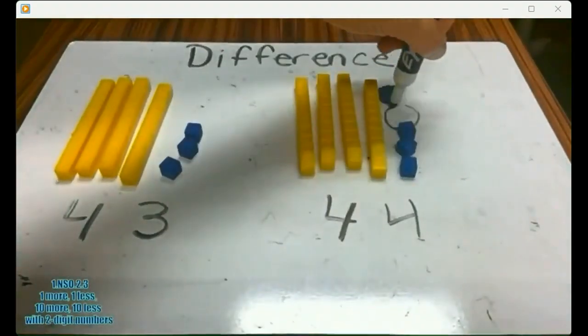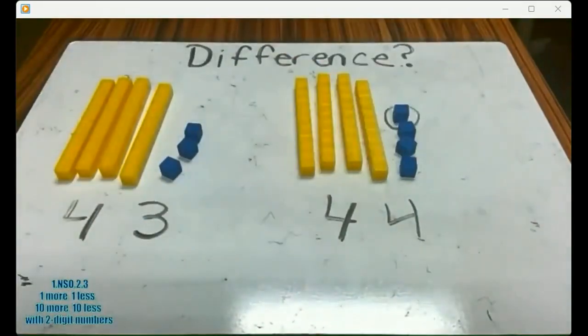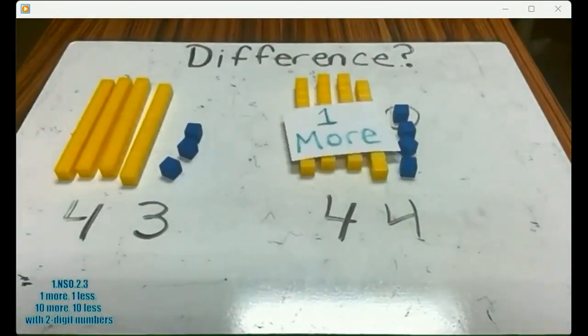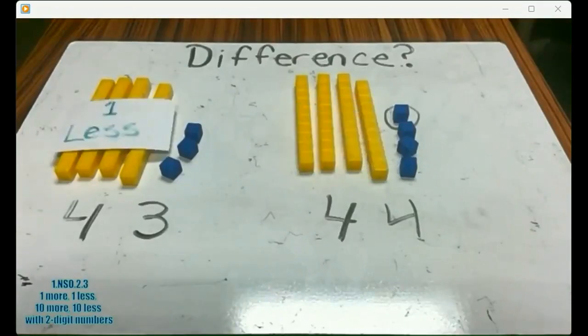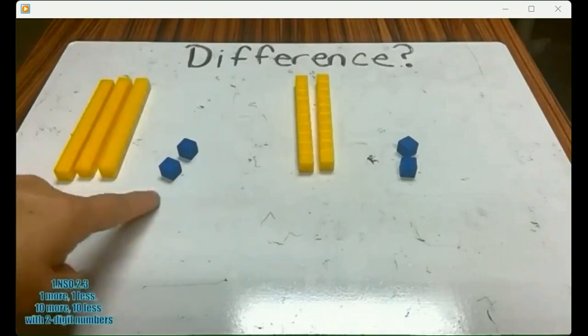Creating the standard form, go back to the model and have them find what is the difference in the model. Provide cards such as 1 more and 1 less so that students can practice the sentence stems.